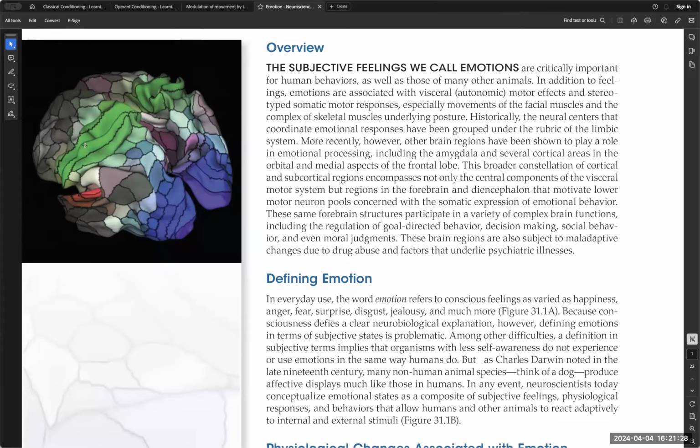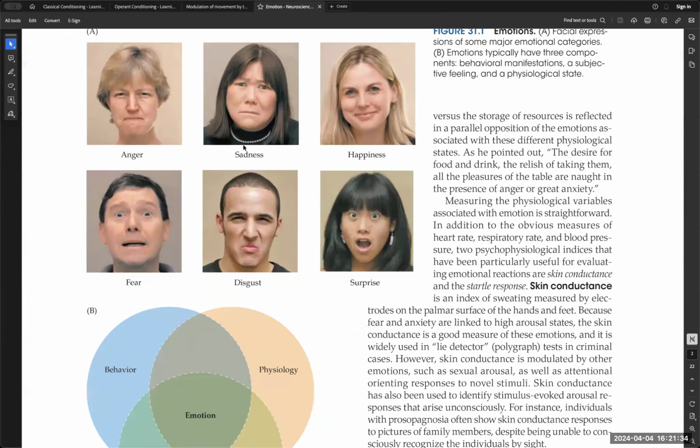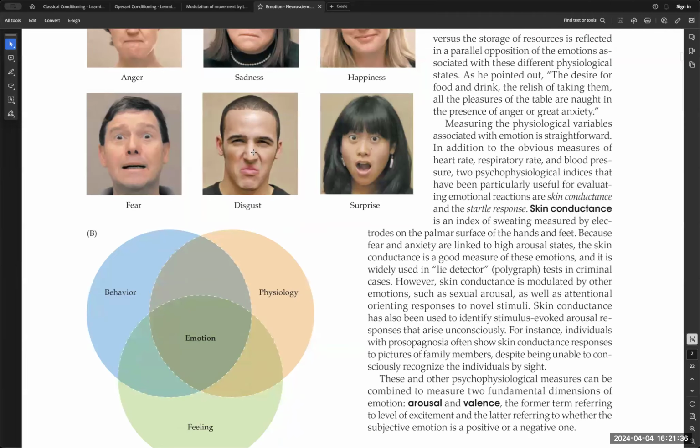All right. So when we talk about emotion, it's basically a triad of things. It's a behavior. Actually, forget about that. It's not a behavior. It's actually an internal state that is composed of three components: a subjective feeling, a physiological response, and a behavior. So what is the difference between physiological response and behavior?